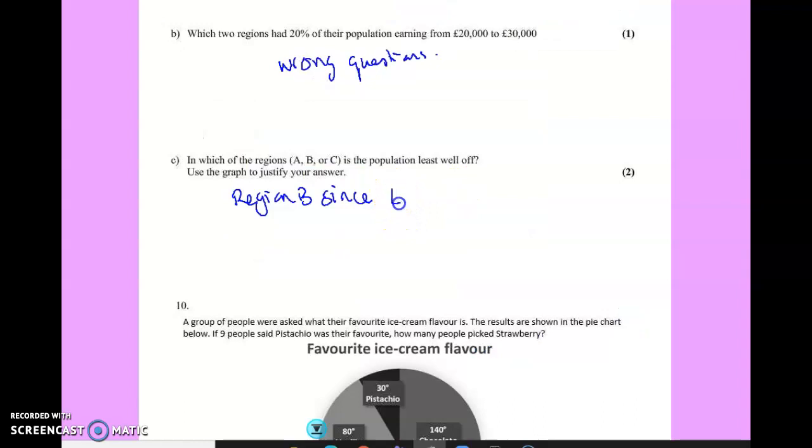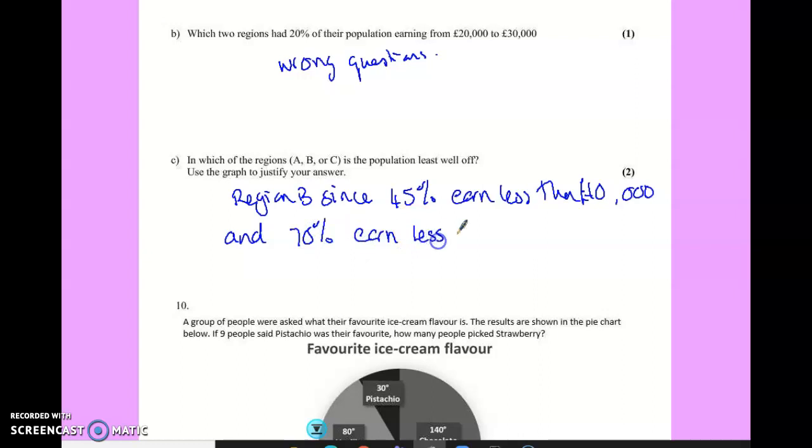Region B, since, let's say 45% earn less than 10,000 and 70% earn less than 20,000. So anything like that, make sure you're using your comparison from your graphs. Will get you your 2 marks. You get 1 for picking out the correct region, 1 for justifying it.